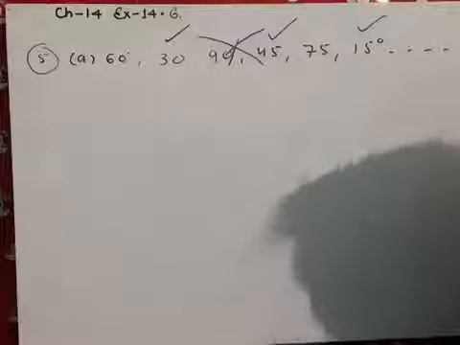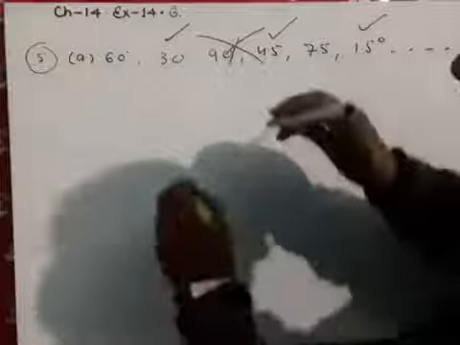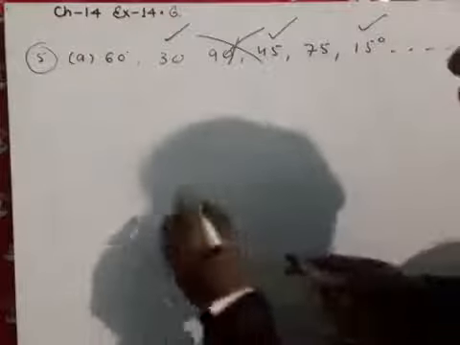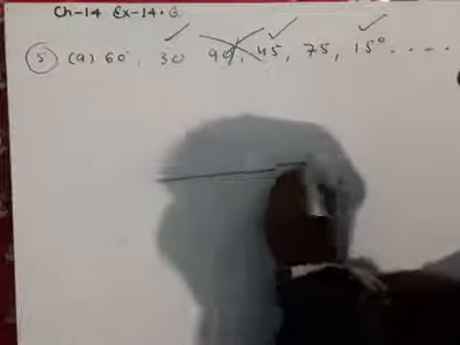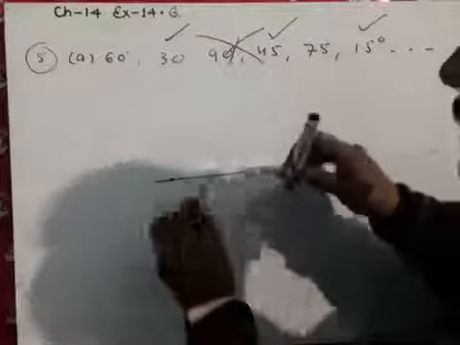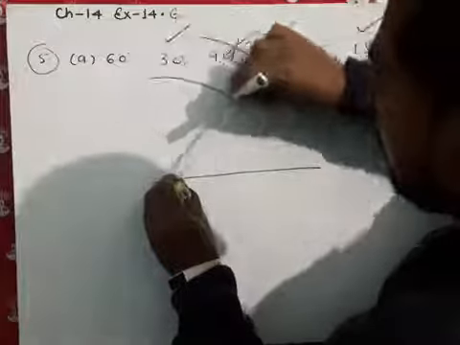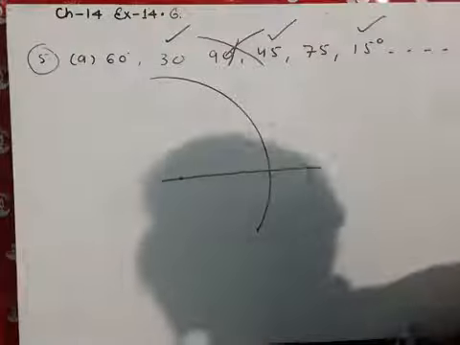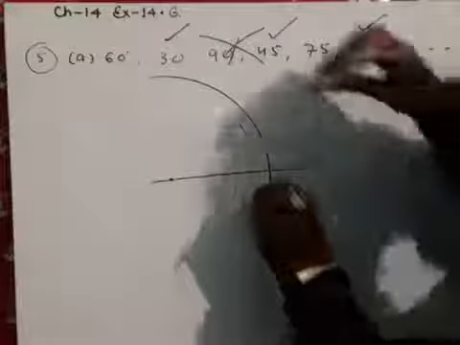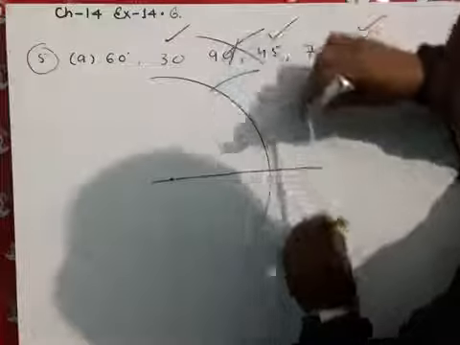Now I am going to draw the angle of 90 degrees. How to draw the angle of 90 degrees? First of all you have to take again one line segment and one point. Now place the compass point here and again make one arc. So here is the arc. After drawing this arc, put your compass here and make one arc. So this will be 60 degrees.